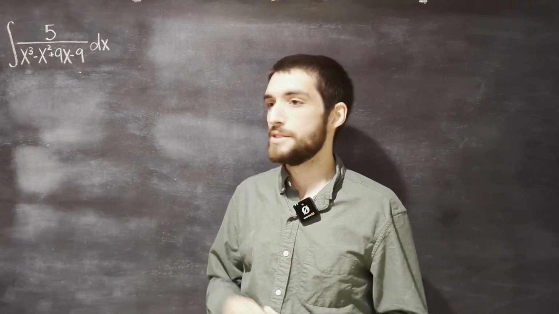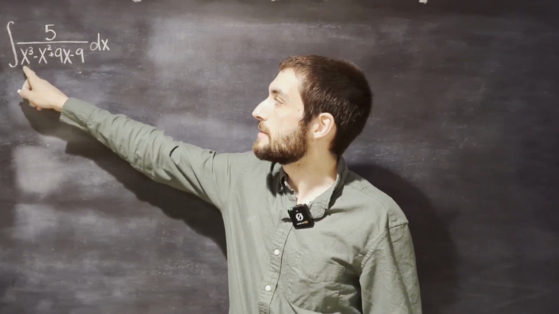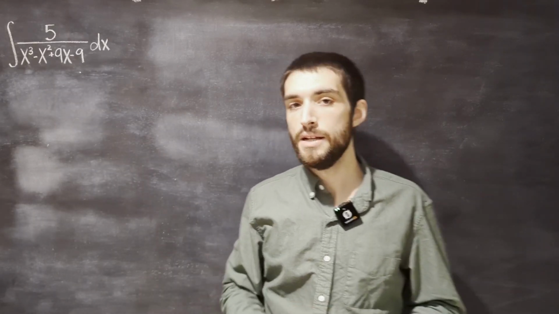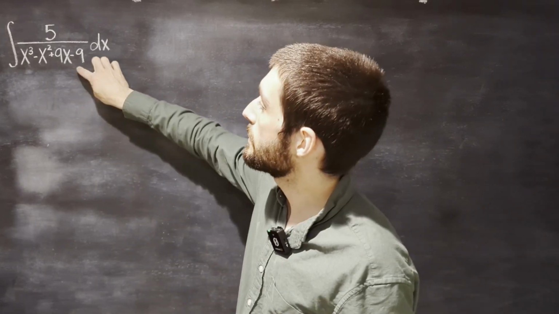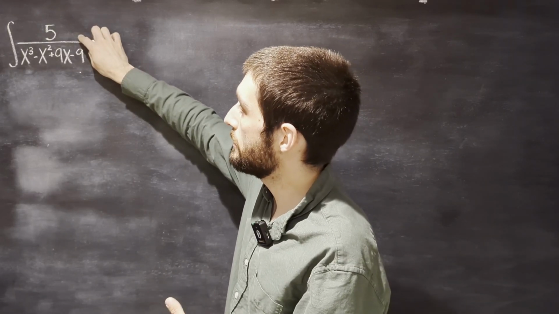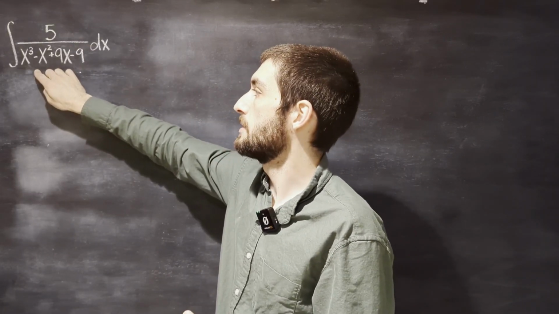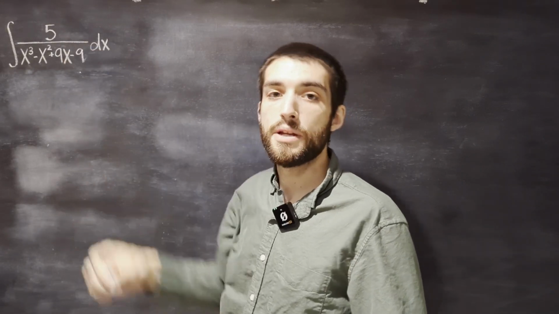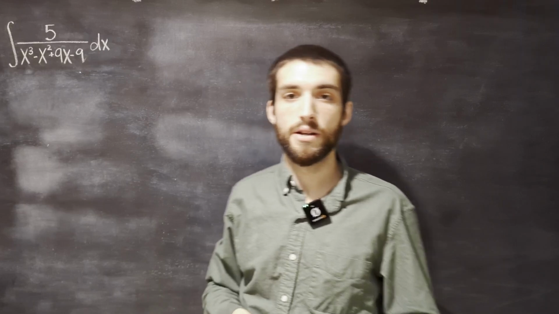Let's use partial fractions to integrate 5 divided by x cubed minus x squared plus 9x minus 9 dx. The first thing we need to do is make sure our denominator is of higher degree than our numerator. In this case, we have a third degree polynomial in our denominator and a 0 degree polynomial in our numerator. And if you didn't know, a constant is a 0 degree polynomial.